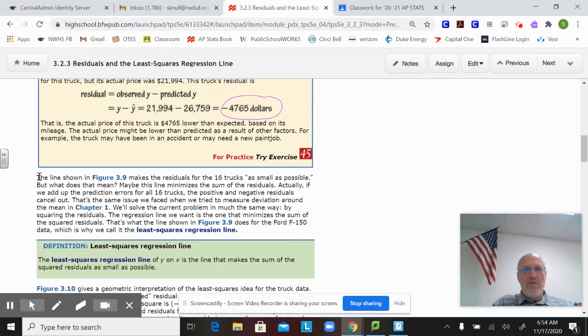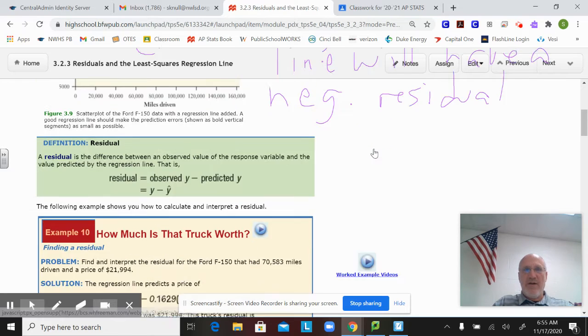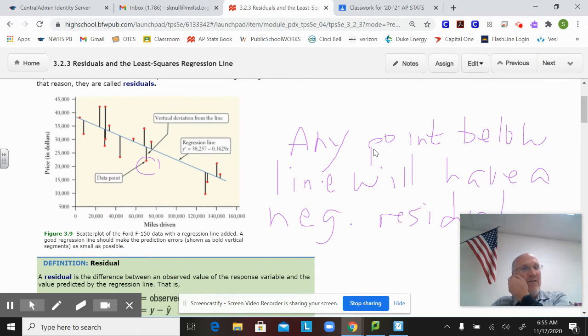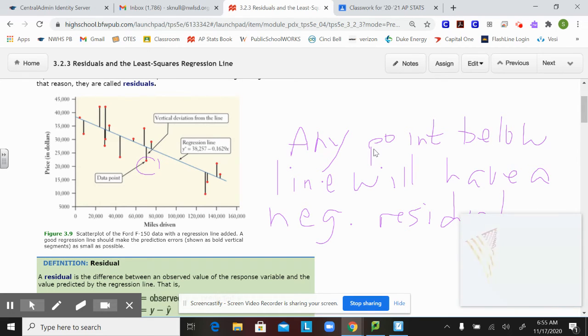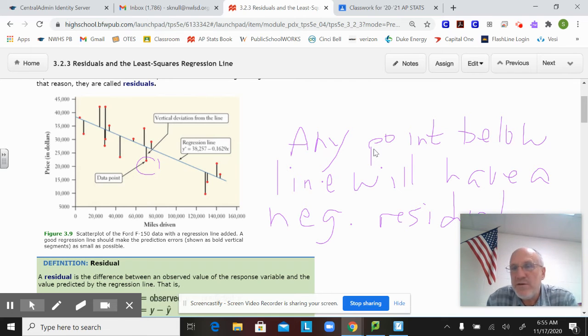It says the line shown in figure 3.9 makes the residuals as small as possible. So think about it. If I were to draw a different line, like a worse line, and then still draw all of my residuals, those residuals would be longer lines. I want to fit the line. What line makes those residuals the smallest? And of course, if I were to add up all the residuals, some positive and some negative, they would actually add up to zero. I want to minimize that, but I can't minimize it at zero.